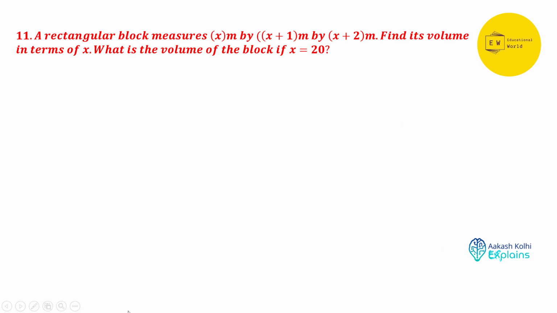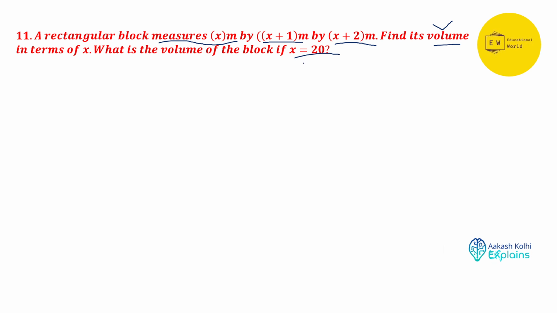The problem is: a rectangular block measures x meter by x plus 1 meter by x plus 2 meter. Find its volume in terms of x. What is the volume of the block if x equals 20? We have to find the volume first, and then substitute x equal to 20 to get the actual required volume.